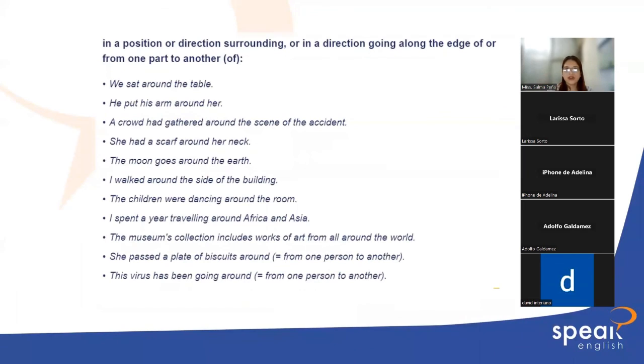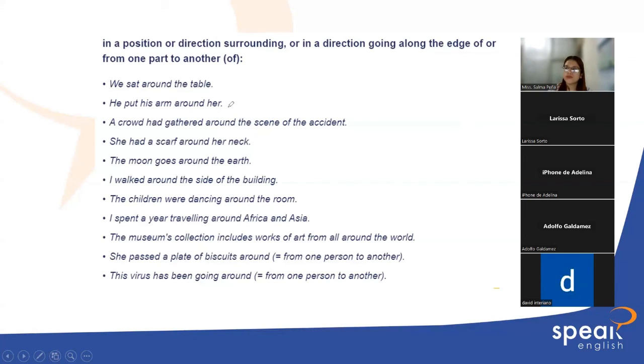In a position or direct surrounding of something, in a direction going along the edge, or from one part to another, all of these meanings around could have as a preposition. Like I told you about by, que podía traducirse de diferentes maneras dependiendo de la situación en la que se utiliza, the same happened with around. Most of the time we talk about time, but we also talk about place.